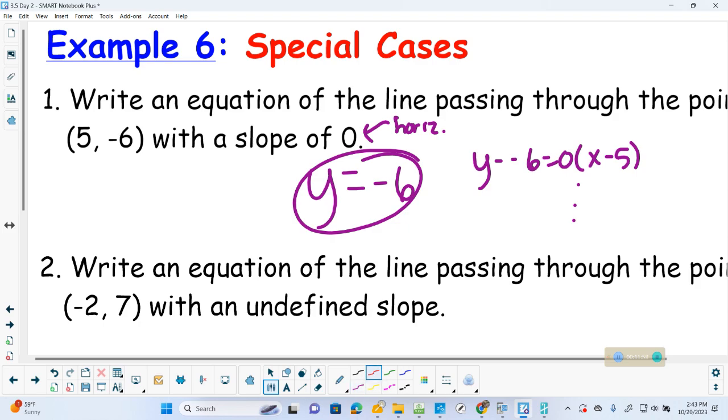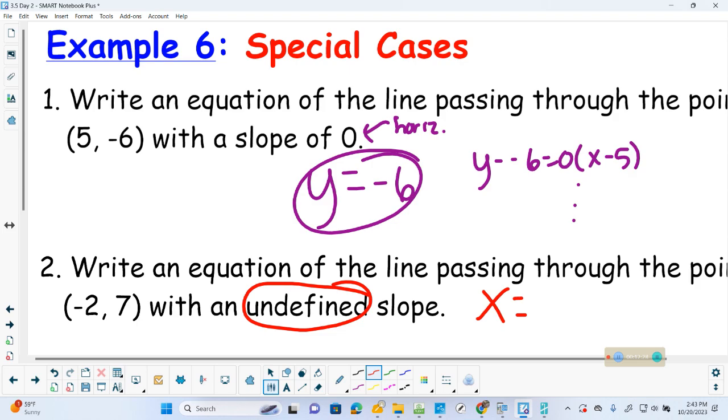But, undefined slope. How am I going to slap undefined in front of parentheses and distribute undefined? We can't. So let's think about it. What type of special line has an undefined slope? Vertical. All vertical lines hit which axis? X. So they're x equals.